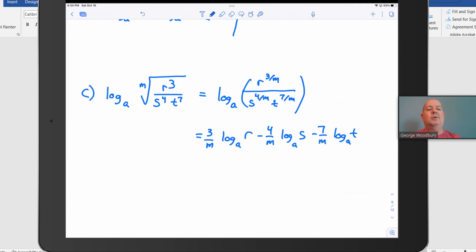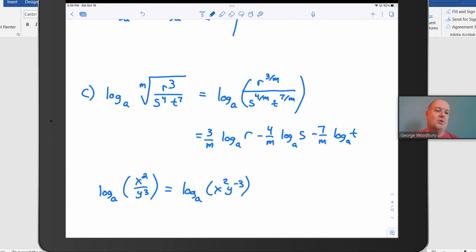One last thing about the denominators. Let's say we have a simple one like log base a of x squared over y cubed. And we know that we ended up subtracting the logarithm with y in that case. Think of it this way. Y to the third in the denominator is the same as y to the negative third in the numerator. So we could rewrite this as log base a of x squared y to the negative 3. And now you can see when that negative 3 comes out as a factor, that's why we're subtracting the logarithms that came from a factor in the denominator.